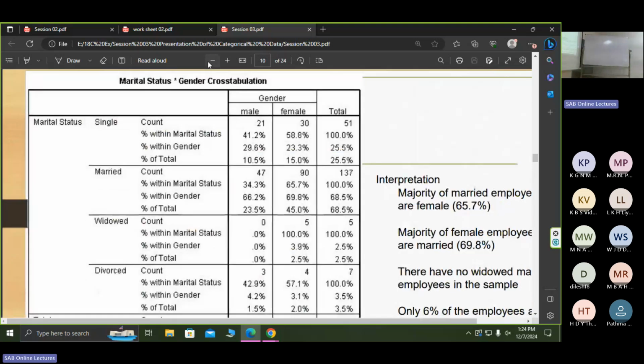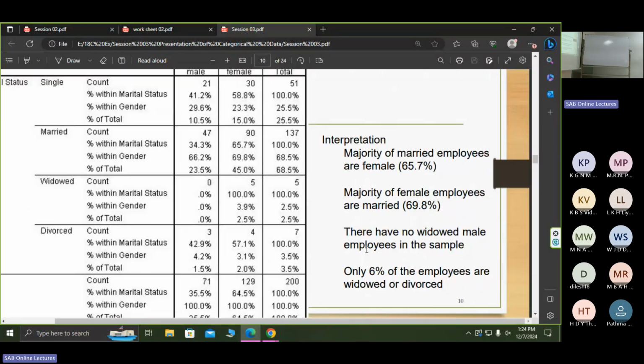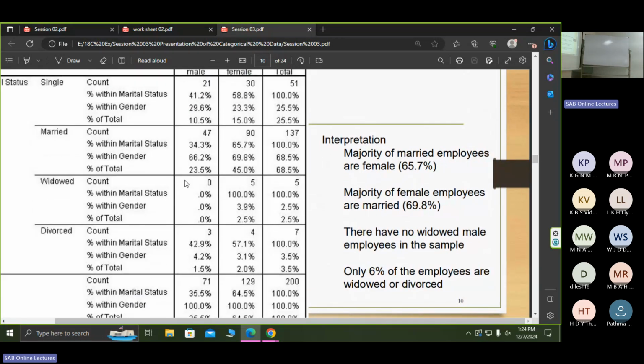Then there is a point I want to add: the majority of married employees are female. Then we can say the majority of the female employees are married. Okay. Then there are no widowed male employees in this sample, 0. Then only 6% of employees are widowed or divorced. This one uses the total percentage value. It means widowed 5, then divorced 7. The total is 12. The total number of employees is 200. Then 12 over 200 into 100 is 6%.